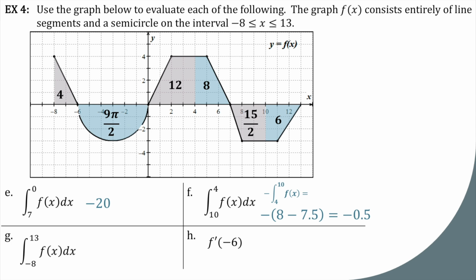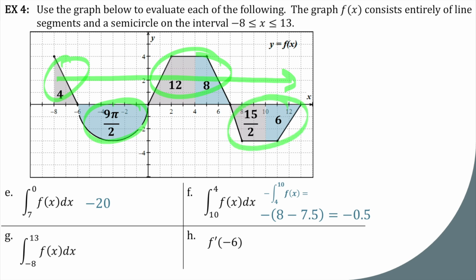Oh, that's the whole thing. Negative 8, all the way to 13. So everything above the x-axis is positive. Everything below the x-axis is negative. That gives us 10.5 minus 4.5 pi.